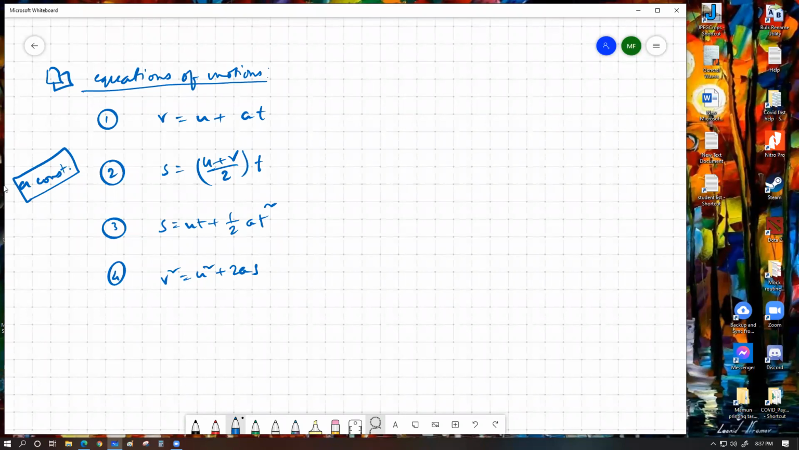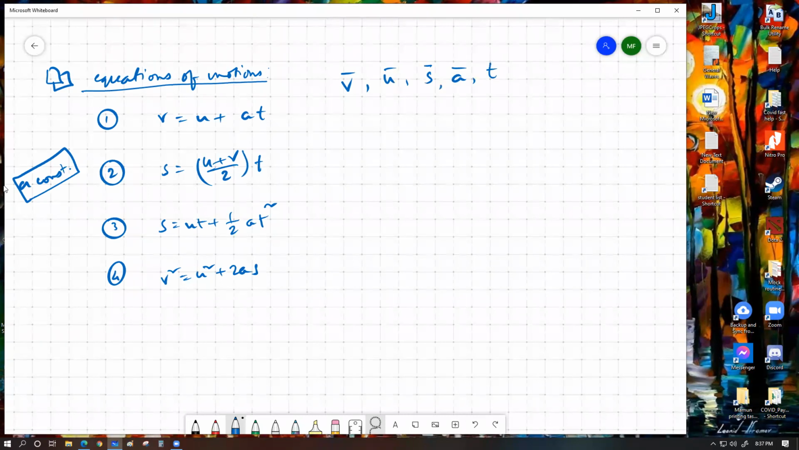Can be exactly constant, can be practically constant, but constant. One of the things that is important for us to understand is that all of these things are vector quantities. In this case, velocity is a vector, final velocity is a vector, initial velocity is a vector, displacement is a vector, acceleration is also a vector. The only thing that is not a vector is time.